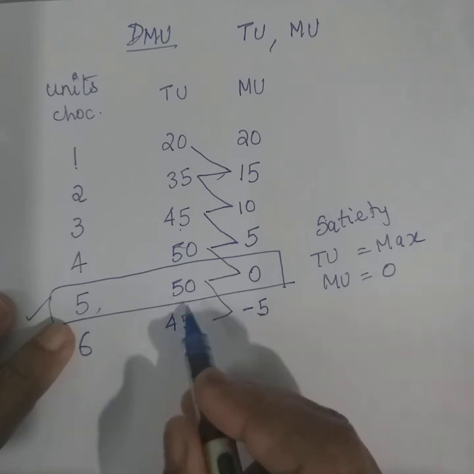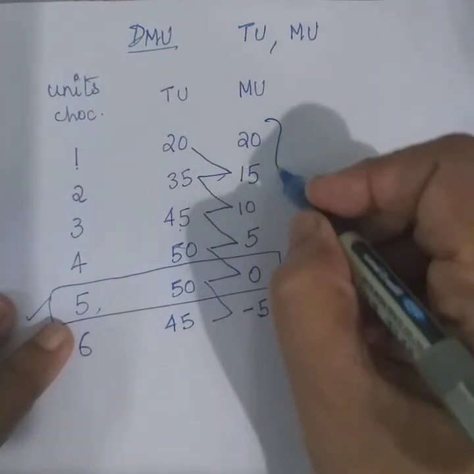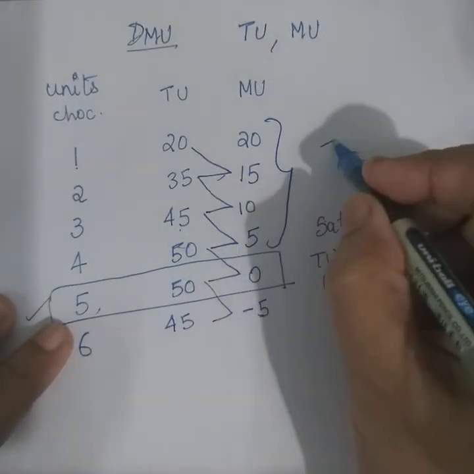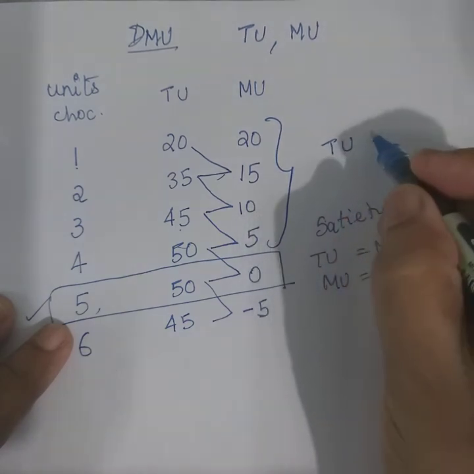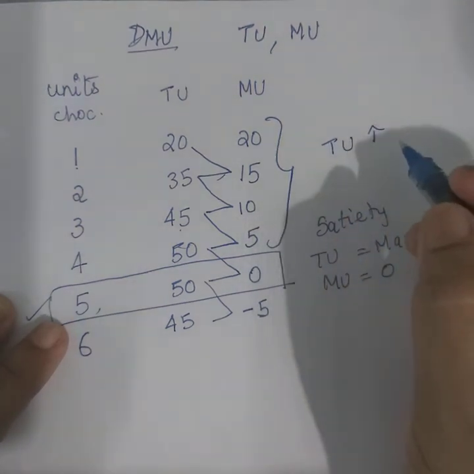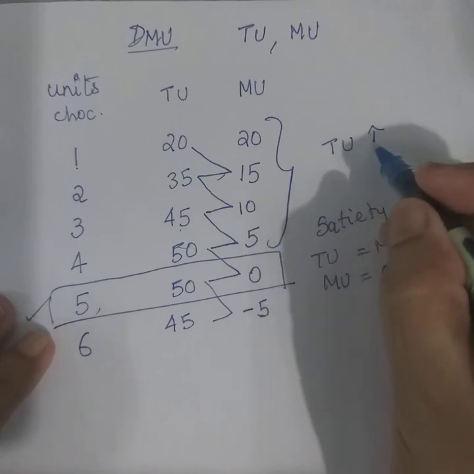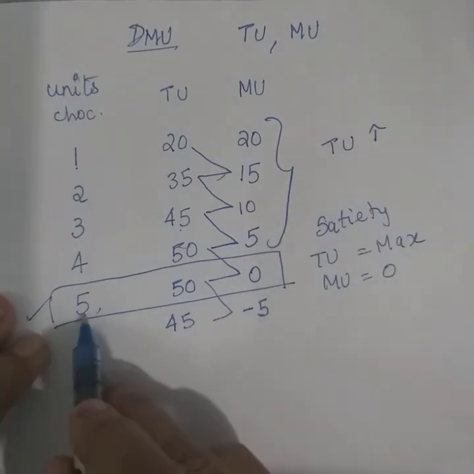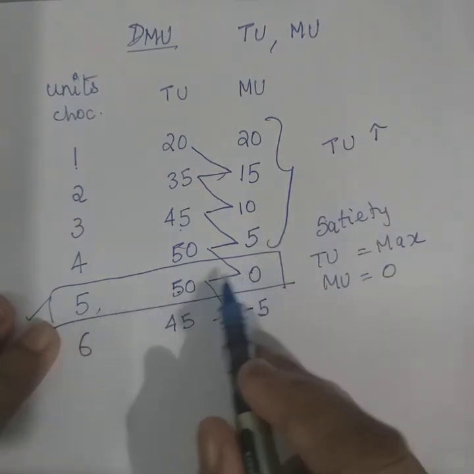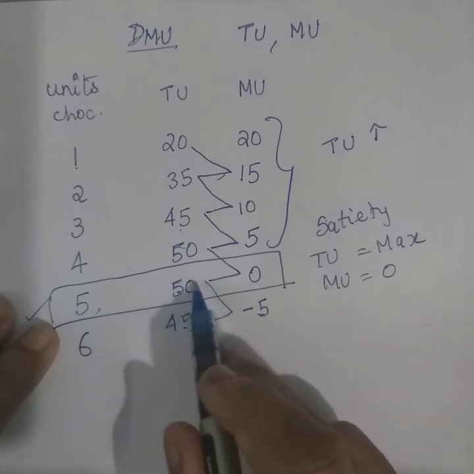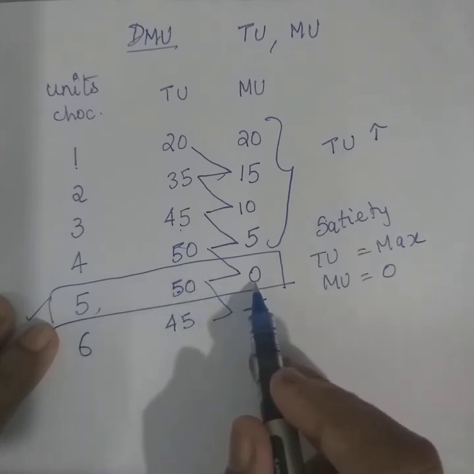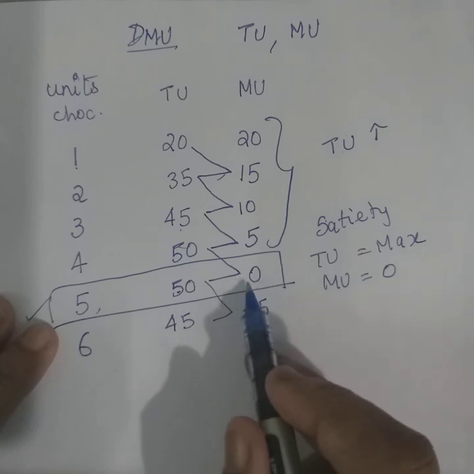Right? So the total utility falls. So till here, you observe that the total utility is actually increasing. Right? The total utility is actually increasing. And at the 5th unit, the total utility becomes maximum and the marginal utility is 0.